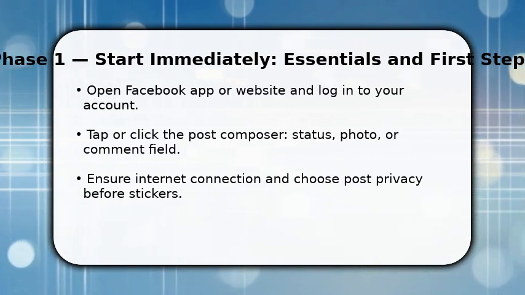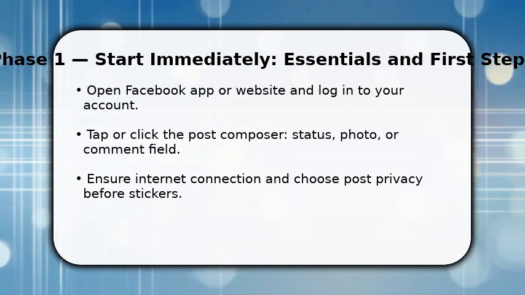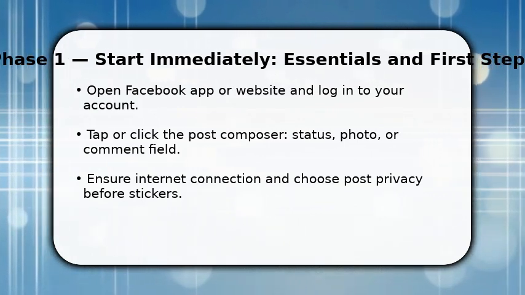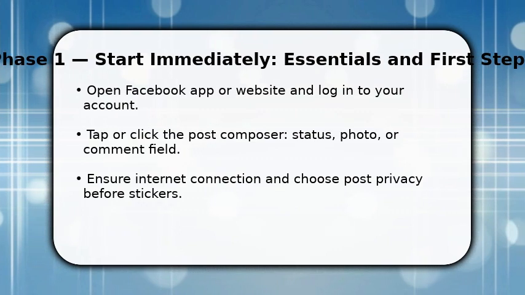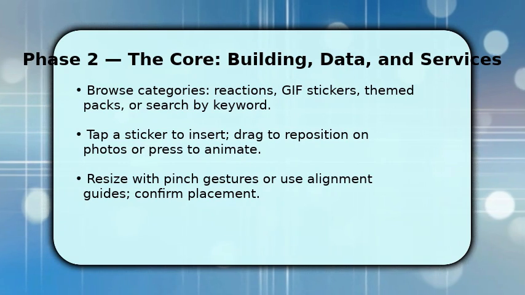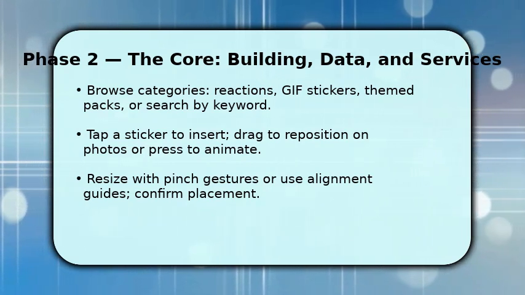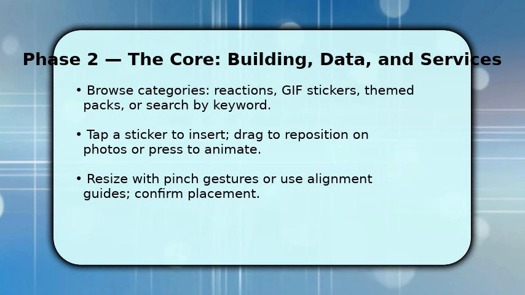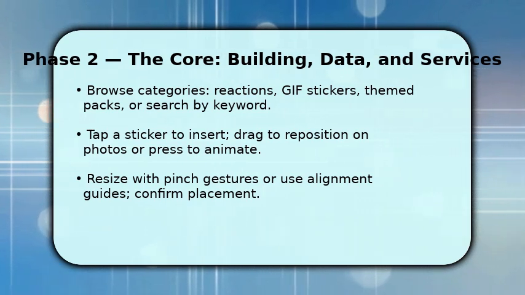Now tap the sticker or emoji icon near the composer. This first action reveals sticker categories, so you can choose a style that fits your message. Once the sticker tray is open, browse categories or use the search box to type a keyword and surface specific packs. Tap a sticker to add it to your post.